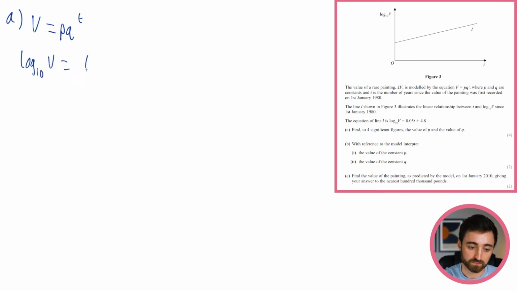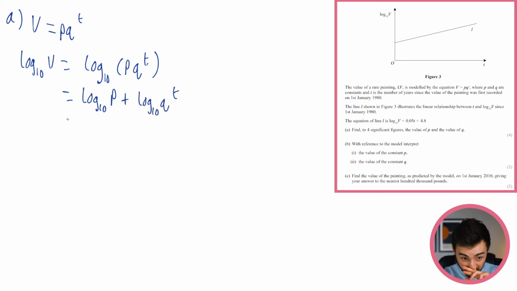Log 10 of v equals log 10 of p q to the t. I can use a log law to split these two things up. So I'm going to say that this is log 10 of p plus log 10 of q to the t. I can now use the power law here. So this is log 10 of p, unchanged. And then this is going to be t log 10 of q.